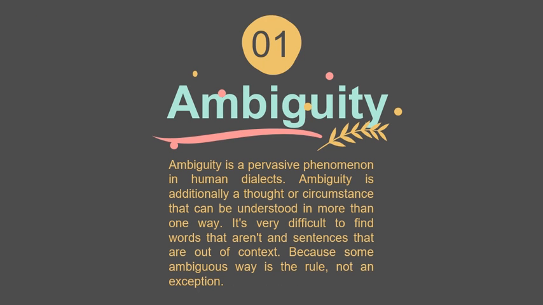So, we move to the first problem. It is ambiguity. Ambiguity is a pervasive phenomenon in human dialects. Ambiguity is additionally a thought or circumstance that can be understood in more than one way. It's very difficult to find words and sentences that are out of context, because ambiguity is the rule, not an exception.